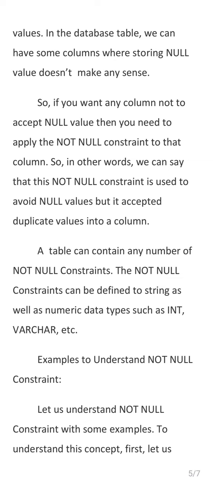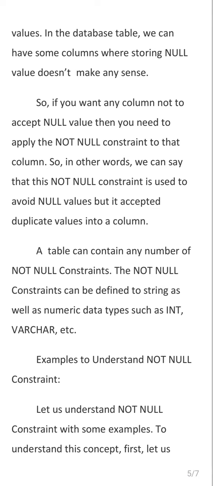Okay, so this is what it is. A table can contain any number of not null constraints. It's not like only for one field or two fields we can apply it, and it cannot be applied for multiple fields. It's not like that. So we can apply the not null constraint to more than one field or any number of columns while creating a table also. Okay, and it can be defined for string as well as numeric data types such as int, varchar, etc.